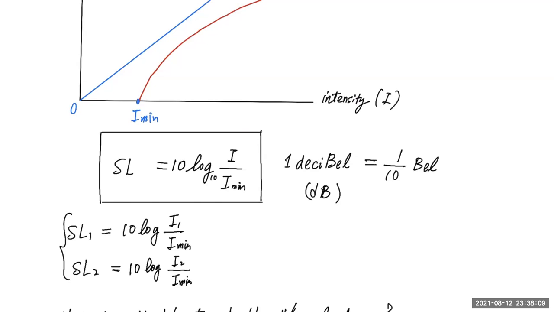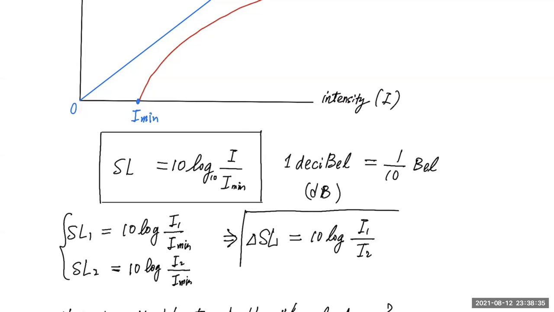What is the difference in the sound levels of these two sources? You just take the difference, right? So delta SL, what is that equal to? We just take the first one minus the second one, but log of x minus log of y is equal to log of x over y, right? So this becomes 10 times log of I1 over I2. I minimum is gone. See that? I minimum is gone.